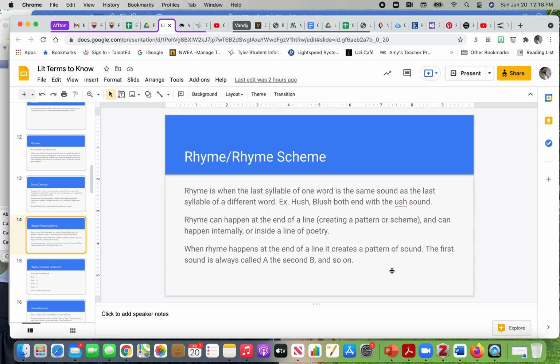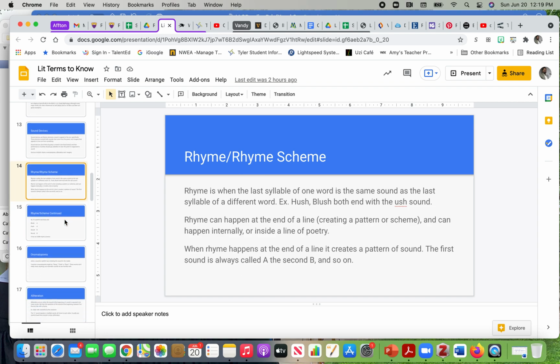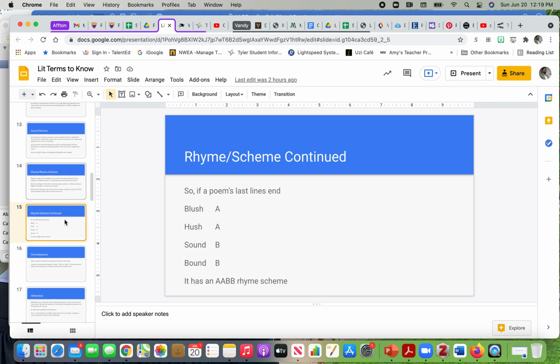So a typical pattern might be A, B, A, B, C, D, C, D, E, F, E, F, and in a sonnet, we would end that with G, G. So that's our basic rhyme scheme. Expect that we already know that. And again, if you need to see that kind of spelled out for you, blush and hush rhyme, so they're both A sounds. Sound and bound both rhyme, so they're B sounds, right? So we are going to be looking at a poem that has those.